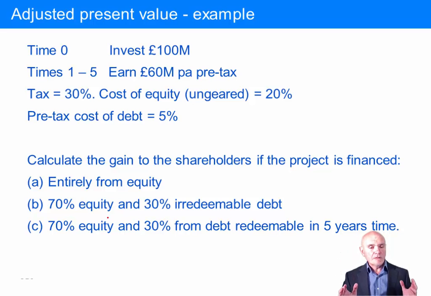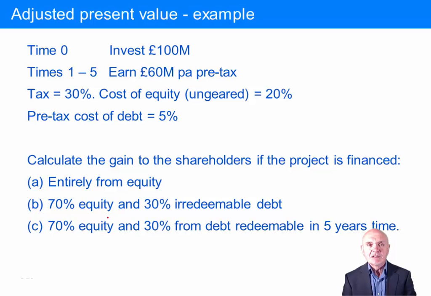So if we look at this example here, we have an investment potential of 100 million. In times 1 to 5 we earn 60 million per annum before tax. Tax is 30%, so we're only going to be left with 70% of that 60 million, which is 42 million per annum. The cost of equity on geared is 20%, so if we're financing this project with pure equity, then we will be thinking of 20%. This project is the same business risk as before, we're just isolating the effect of gearing here. And the pre-tax cost of debt is 5%.